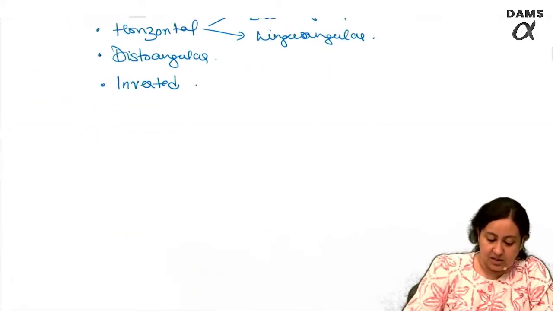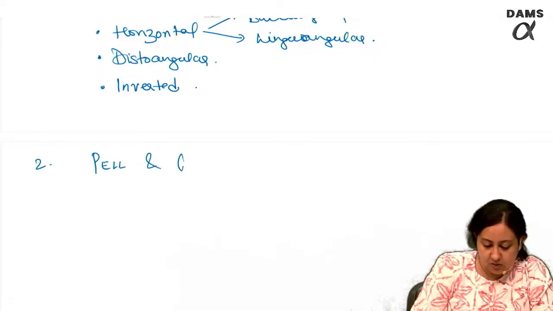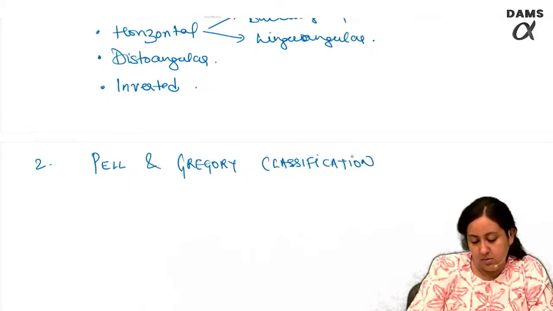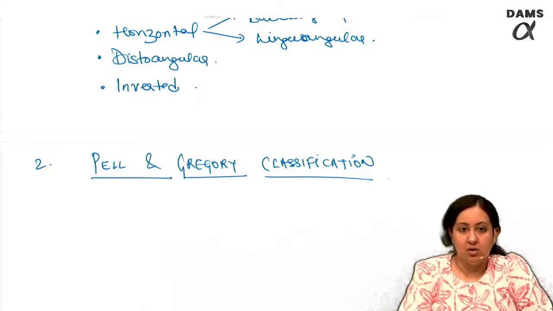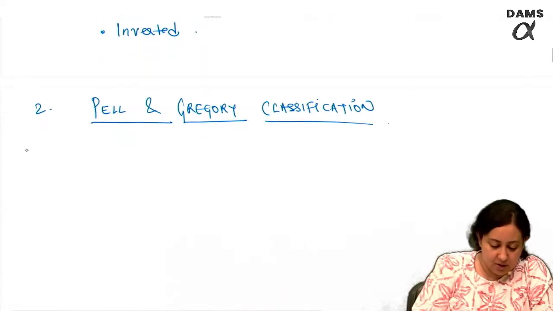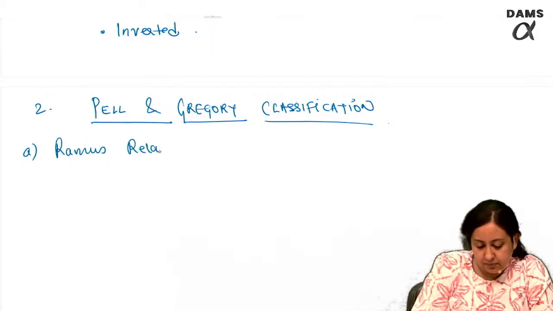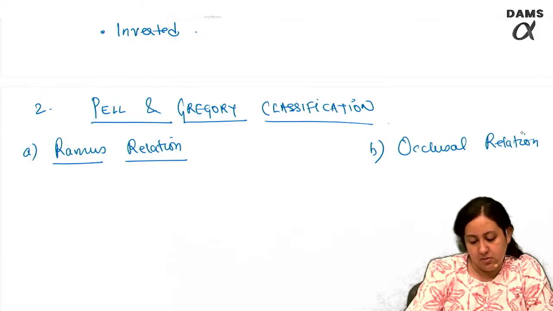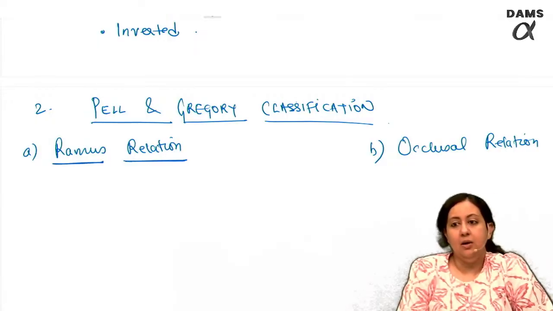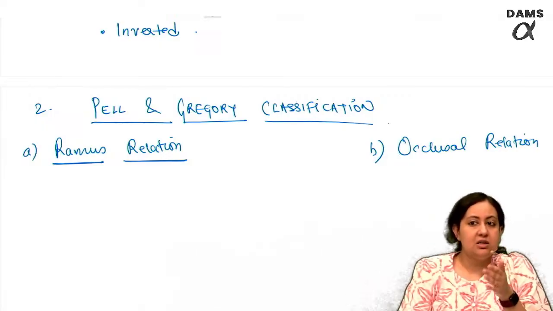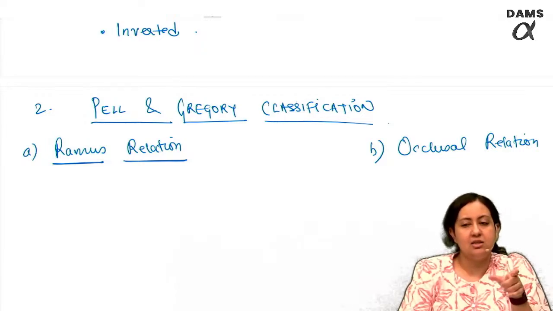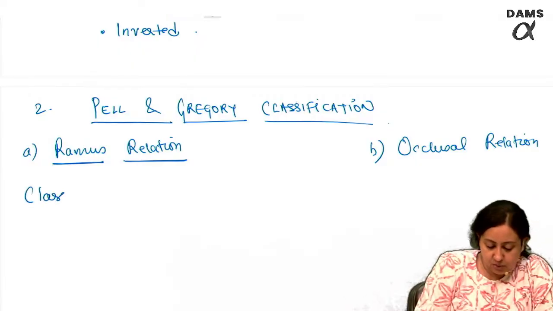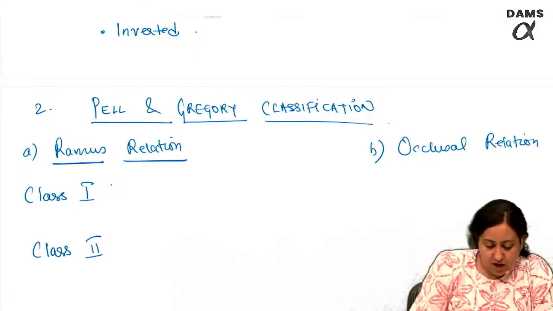Fine. Now the second classification that we had seen was Pell and Gregory classification. In this classification, there were two things taken into consideration. One was your Ramus relation, and the second thing was your occlusal relation. In Ramus relation, basically we were seeing the space present between the distal surface of the second molar and the ascending border of ramus, whether that space is sufficient to accommodate the mesiodistal dimension of the impacted third molar. According to that, this was divided into three classes: class 1, class 2 and class 3.